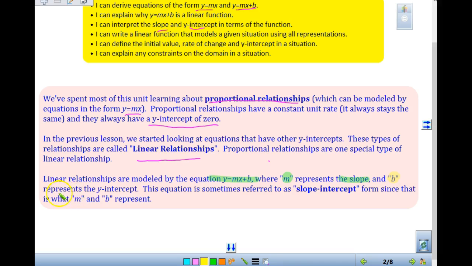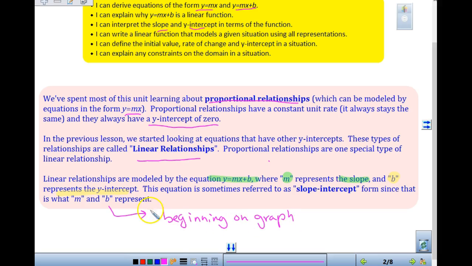So when we talk about the b being our y-intercept, I want you to put right below this, for the b, right here, b is going to be our beginning. Beginning on graph. Write that in. So b, which is always going to be the number that's added, always the number that's added, the b, equals the beginning on the graph.